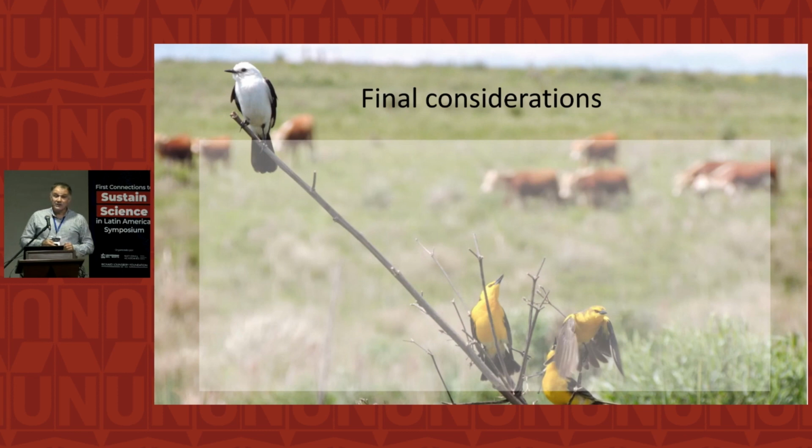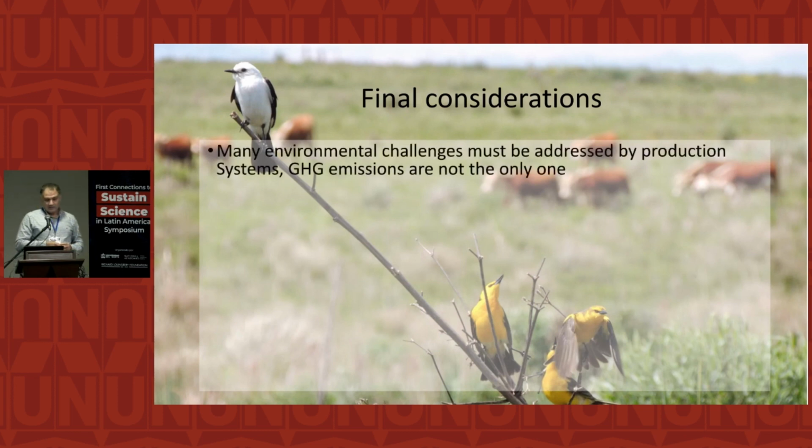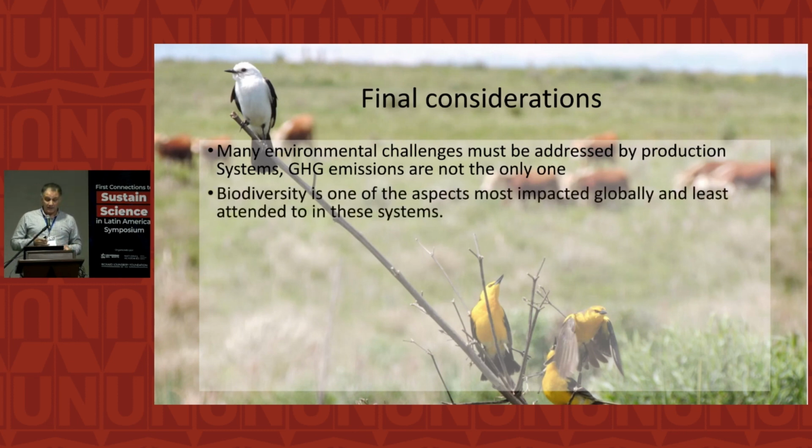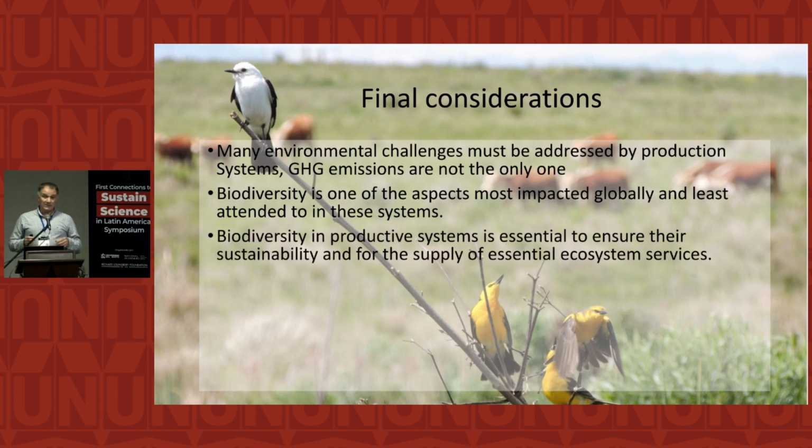And then, as a final consideration, I have to give some key messages. Many environmental challenges must be addressed by the production system. Greenhouse gas emissions are important, but are not the only one. Biodiversity is one of the aspects most impacted globally, and the least attended in the production system, and probably outside the production system also. Biodiversity is important for the sustainability of the production system itself, but also essential for us, because we need a lot of ecosystem services that depend on biodiversity.